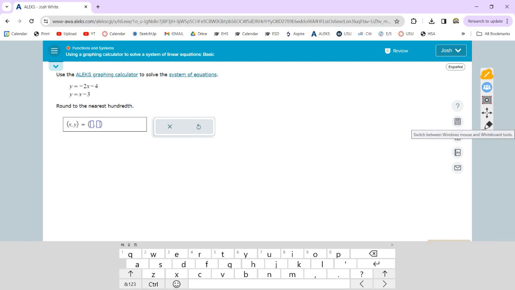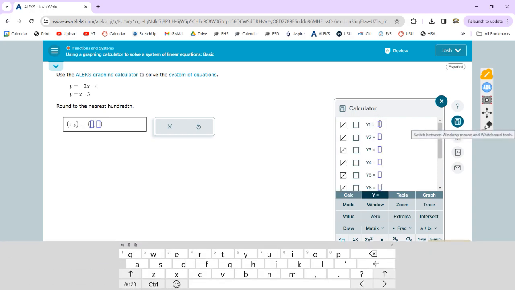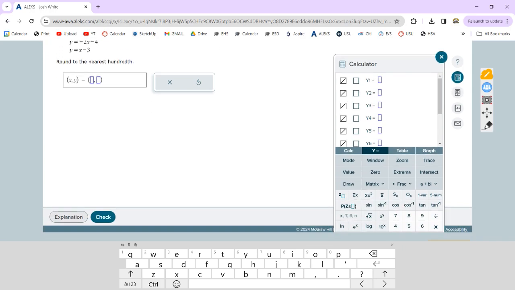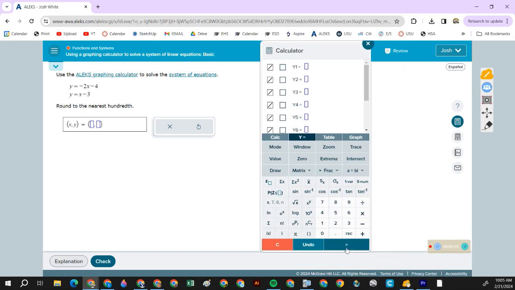All right. Here we're going to use the Alex graphing calculator. So we go into y equals. We type in y equals. I'll have to do this from my computer. All right. So -2x minus 4. And then my second equation will be x minus 3. Then I push graph.